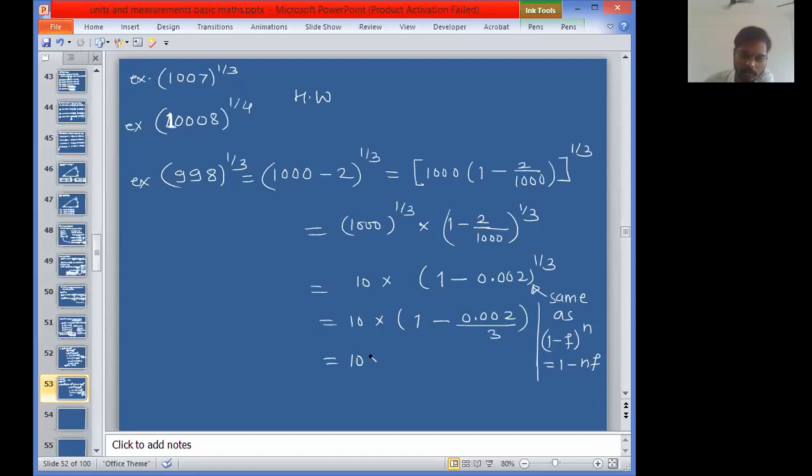Okay, so 10 into 1 minus 0.00, 0 cannot be divided by 3, dot as it is, 0 cannot be divided by 3, 0 cannot be divided by 3, 2 cannot be divided by 3. Now there is 20, 20 upon 3, 6, again 2 remains, 20 upon 3, 6, 6, 6. Now you can only consider these two 6s, 1 minus 0.00066 into 10 as it is.